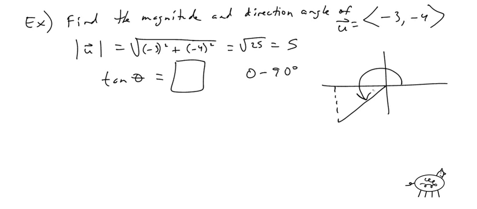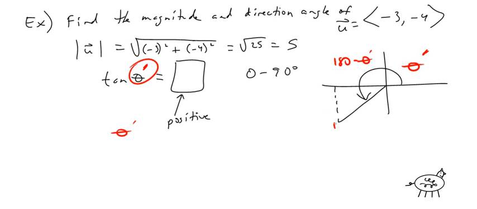You've got to think back to what we did back in the day. This value here is always going to be positive, because that's going to give me theta prime, my reference angle. Like back in the old days, if it's in the first quadrant, it's just theta prime. If it's in the second quadrant, it's 180 minus theta prime. If it's in the third quadrant, it's 180 plus theta prime. And if it's in the fourth quadrant, it's 360 minus theta prime.